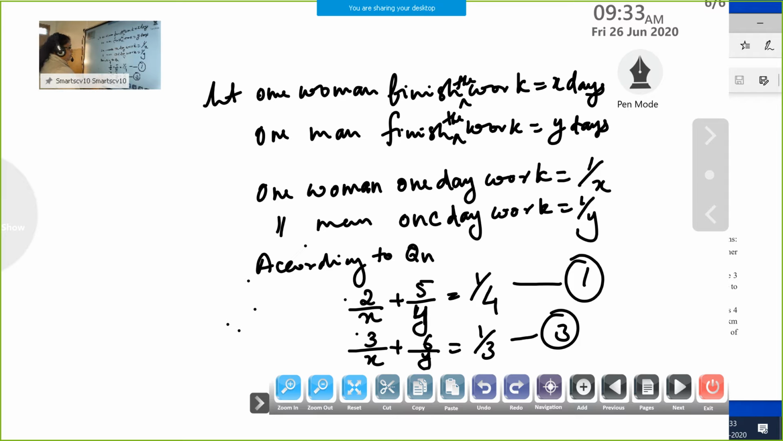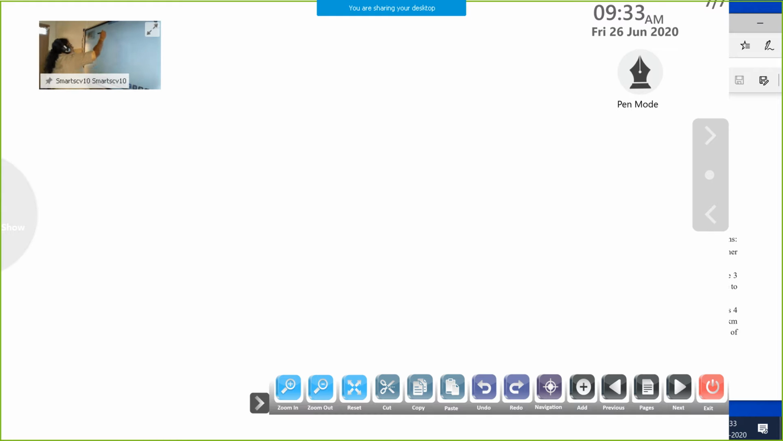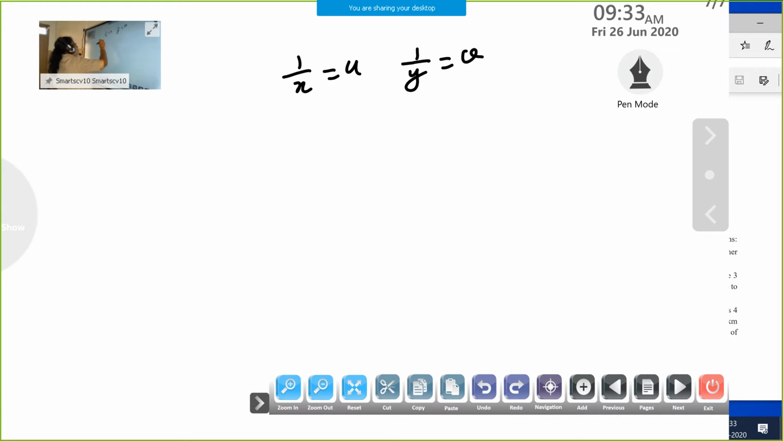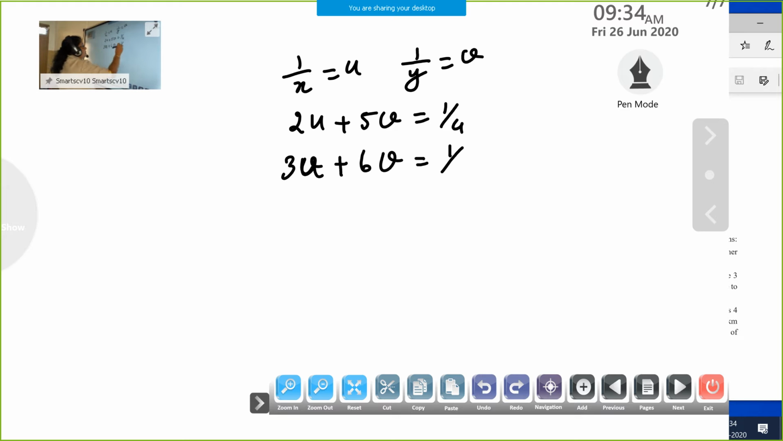Instead of 1 by x you put u and 1 by y is v. That is, 1 by x is equal to u and 1 by y is equal to v. The first one is 2u plus 5v is equal to 1 by 4. Next one, 3u plus 6v is equal to 1 by 3.